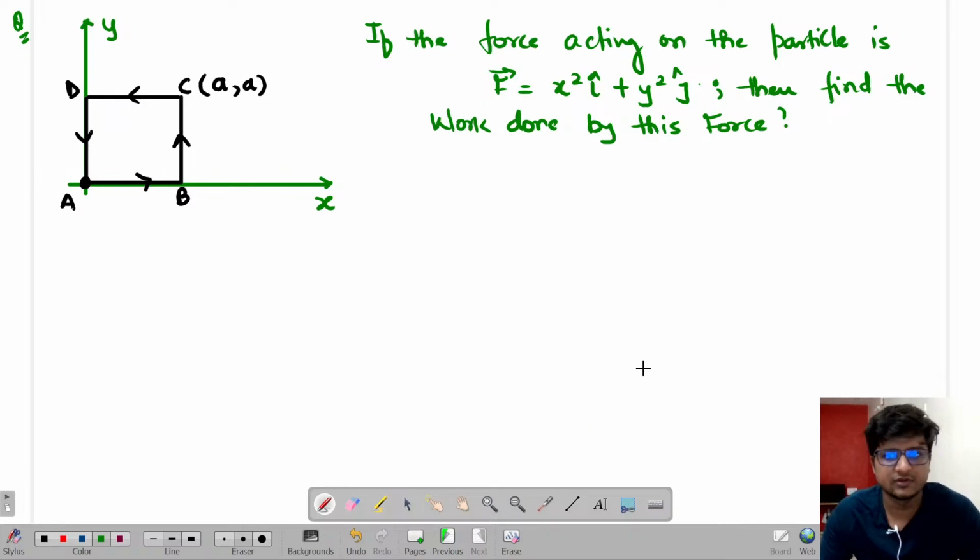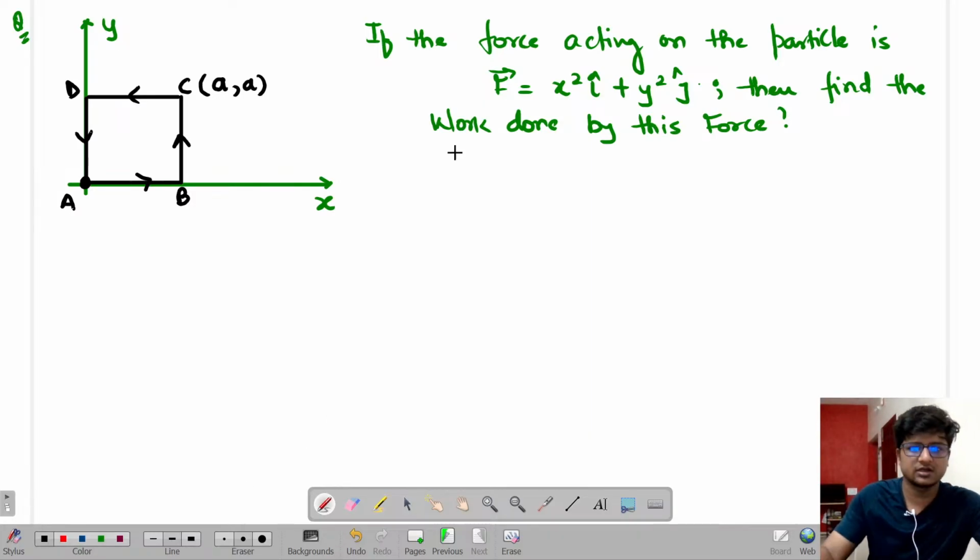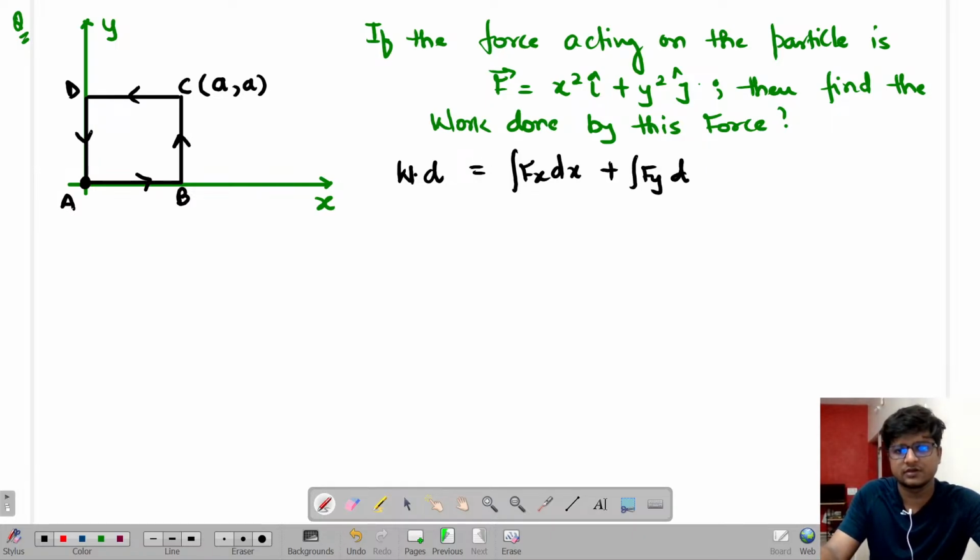I have written: if the force acting on the particle is F vector equal to x square i cap plus y square j cap, and the particle goes from A to B, B to C, C to D, and D to A, then find the work done by this force. When I look at this question, I feel like, what is this asking? We have never done this kind of problem. But if you look at the work done formula, it is integral F of x dx plus integral F of y dy.